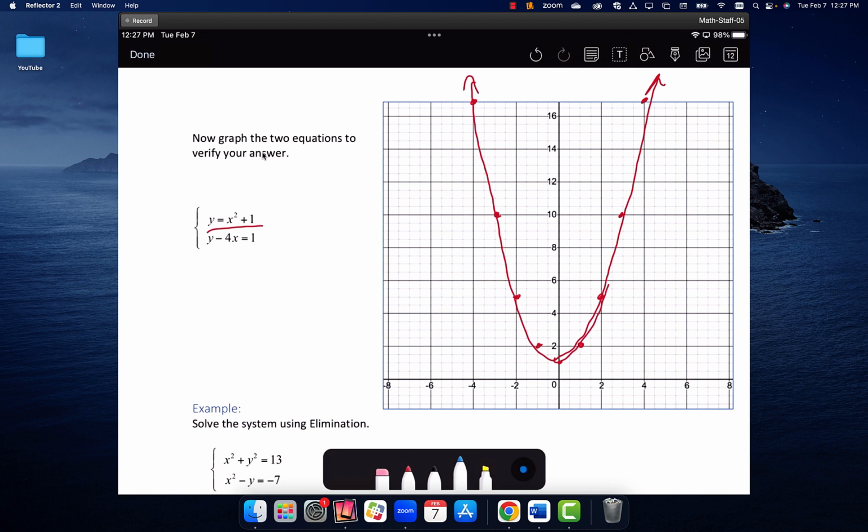The next equation, the bottom, we need to add 4x to both sides to get y by itself. So we have a simple linear equation. Y-intercept is at 1, and then our slope is 4, so we go up 1, 2, 3, 4, right 1, and repeat that pattern. Up 1, 2, 3, 4, right 1, and we'll just continue that pattern.